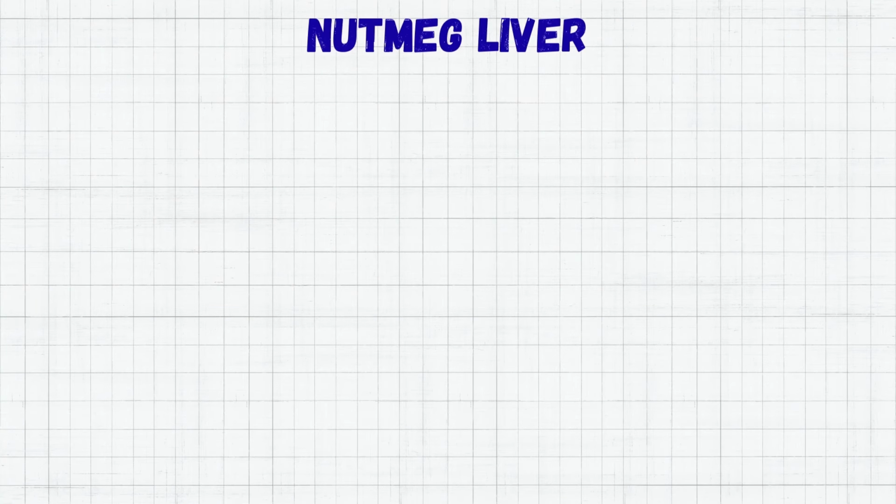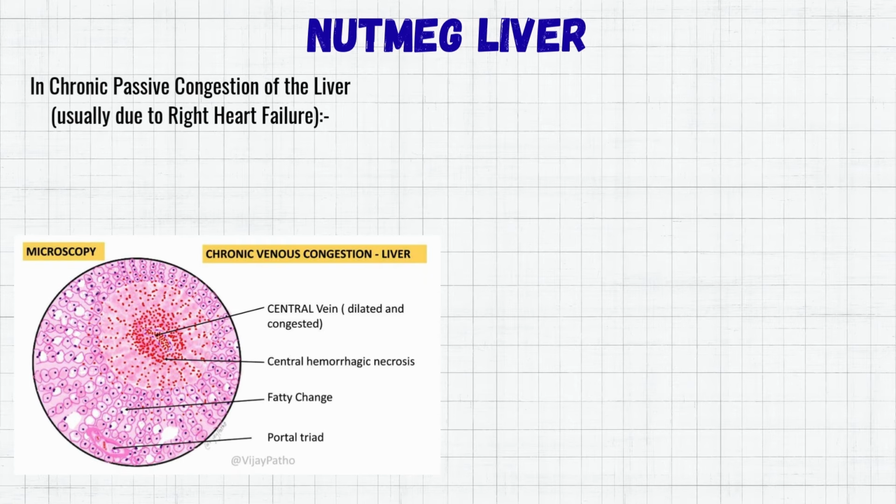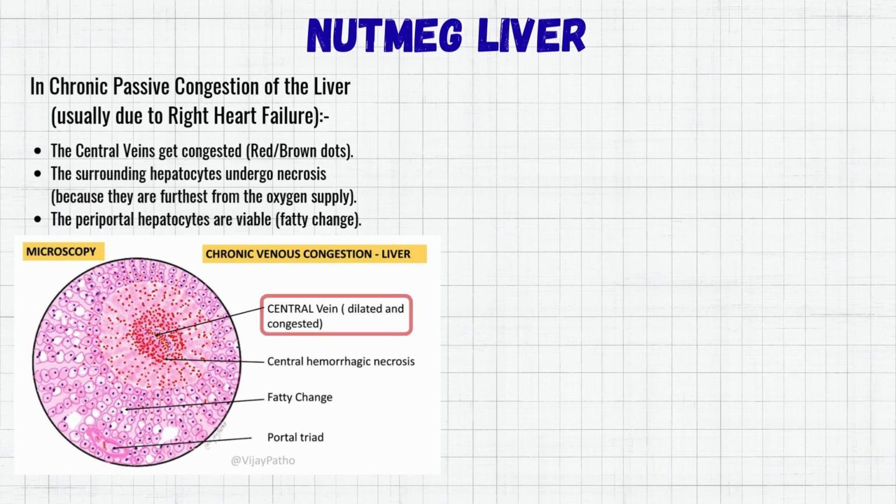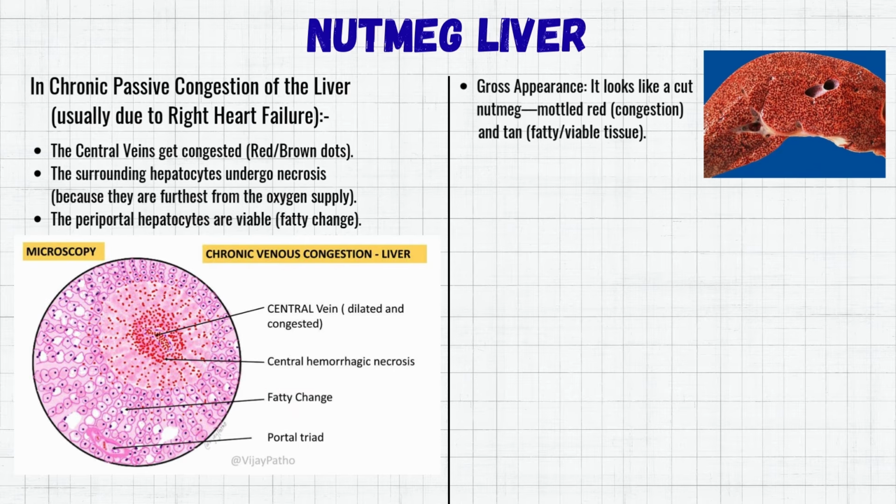Let's see the clinical morphology of the nutmeg liver. This is a favorite exam question. In chronic passive congestion of the liver, usually due to right heart failure, the central veins get congested, causing red or brown dots. The surrounding hepatocytes undergo necrosis because they are furthest from the oxygen supply. The periportal hepatocytes are viable. This is the fatty change. Gross appearance: it looks like a cut nutmeg, or mottled red and tan. The mottled red is the congested part and the tan part is the fatty or viable tissue.